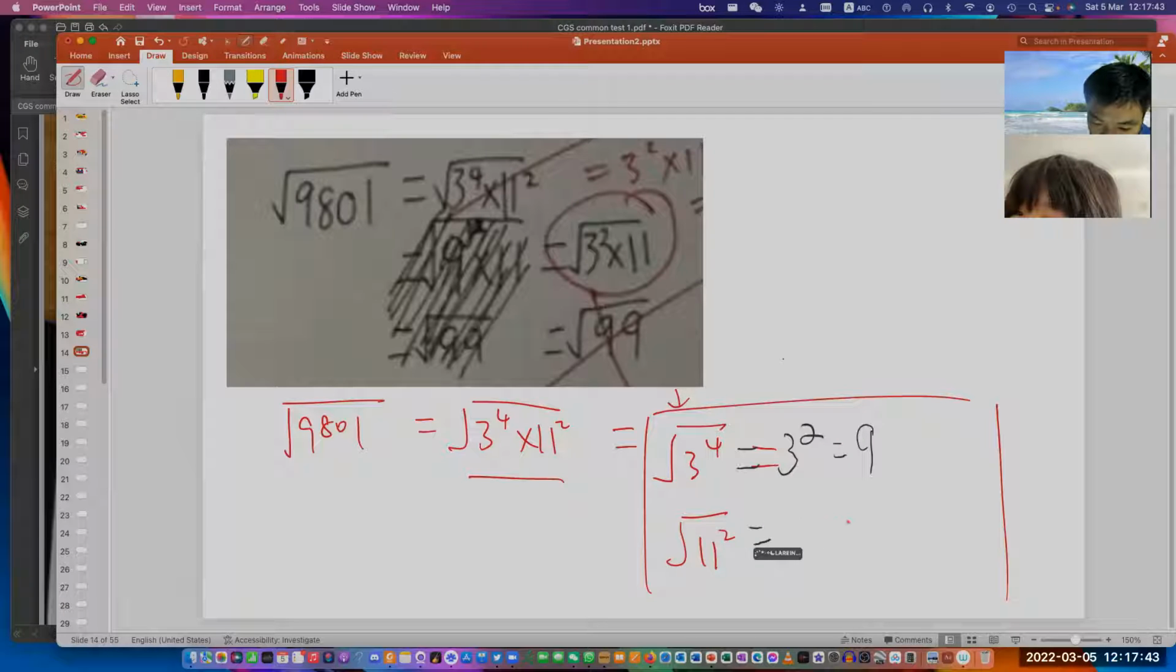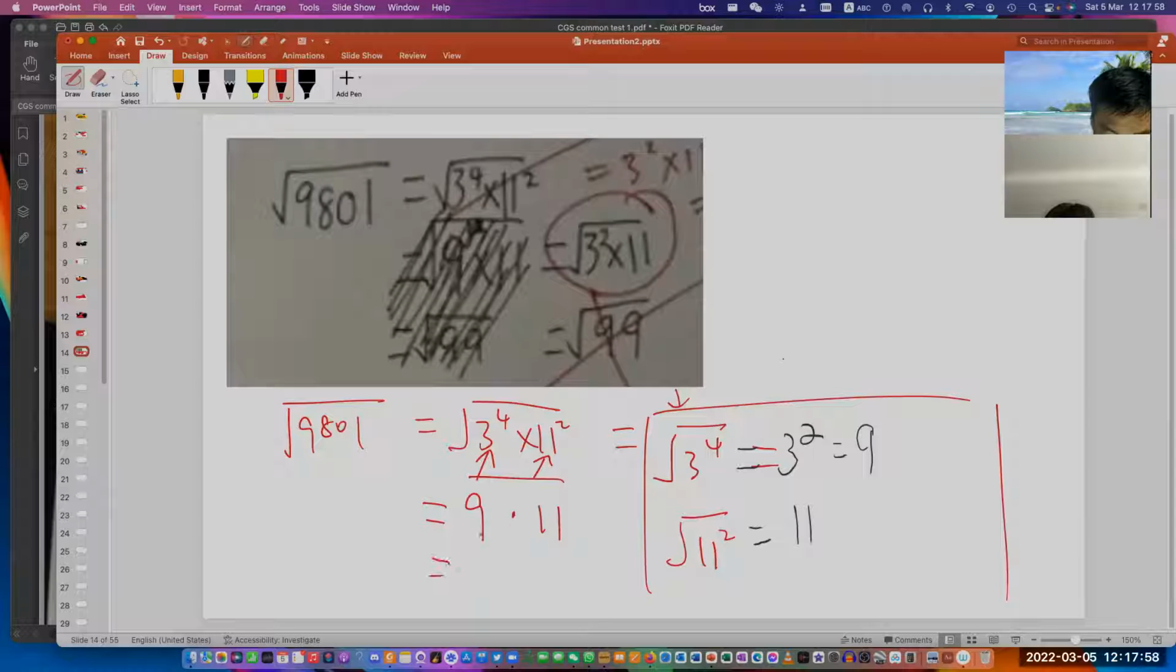Yes. Next, 11, correct. So what this question means is, if you go and square root the 3 to the power of 4 first, you will get 9. If you go and square root this 11 to the power of 2, you will get 11. So that means 9 times 11 is 99.